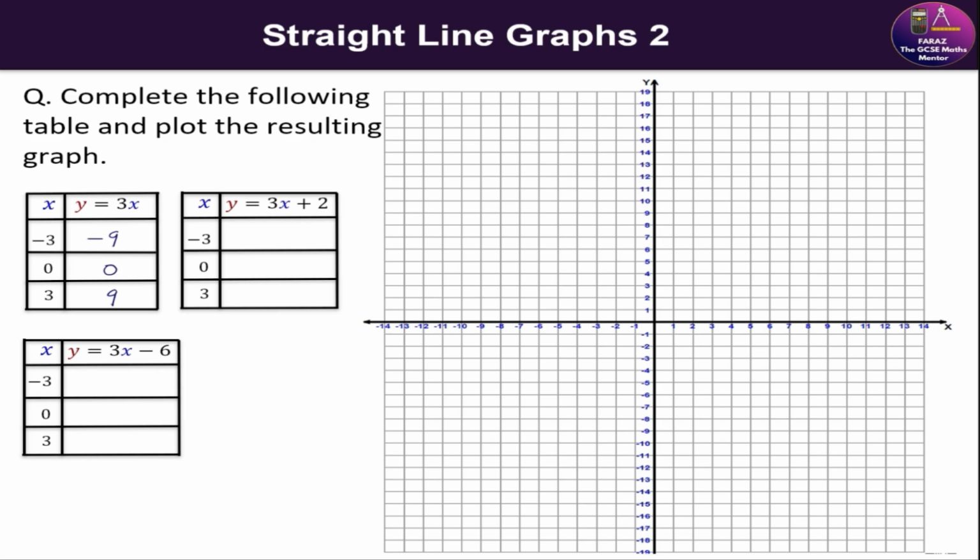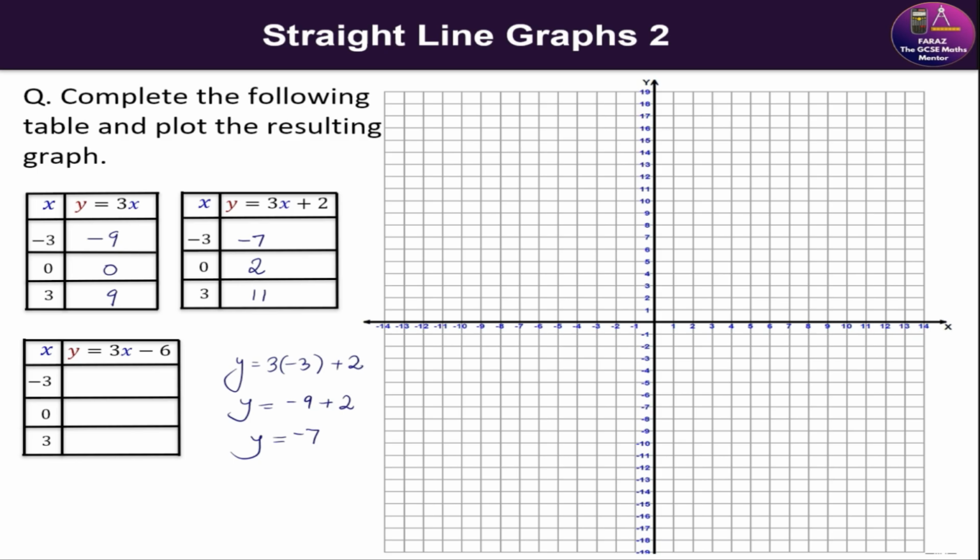Alright, let's solve this one. y equals 3x plus 2. So y equals 3 times negative 3 plus 2. And that would give you negative 9 plus 2, which means negative 7. So therefore we have to put negative 7 there. y equals 3x plus 2 means y equals 3 times 0 is 0 and 0 plus 2 is 2. So that would be 2 there. And y equals 3 into 3, which means 9. 9 plus 2, 11. 3 and 11.